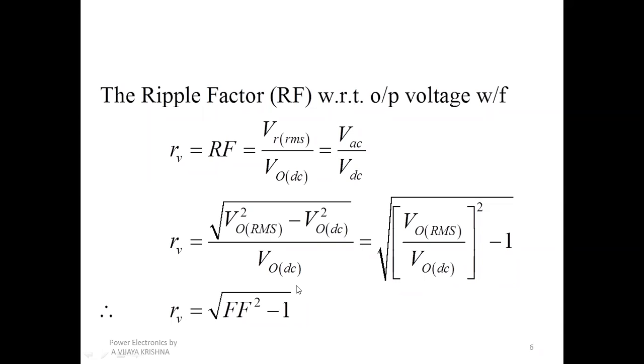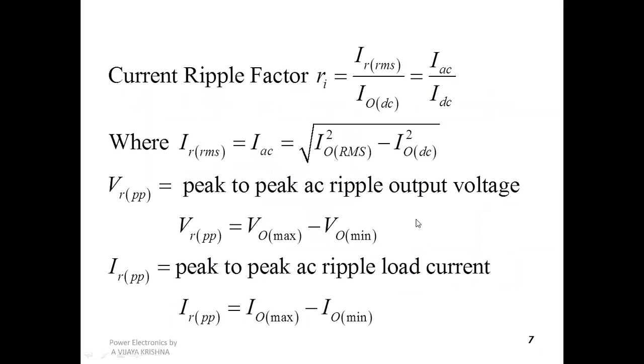Then we get the ripple factor, which is the square root of form factor square minus 1. This is one of the expressions for calculating the ripple factor, derived from the form factor. And the next one is related to the voltage.